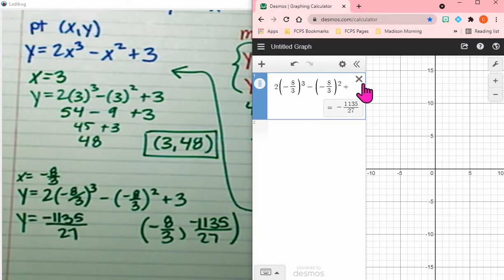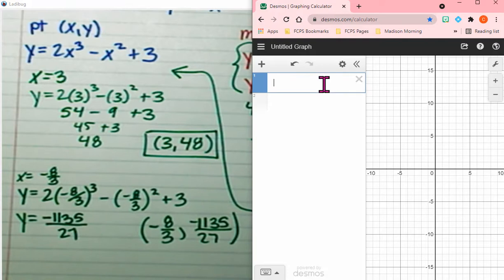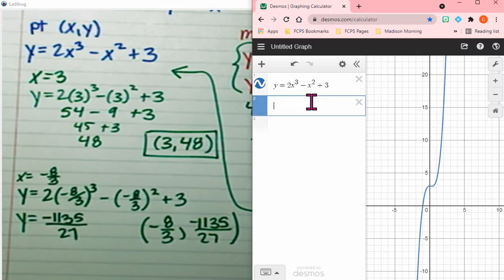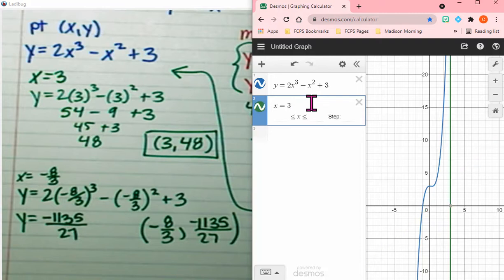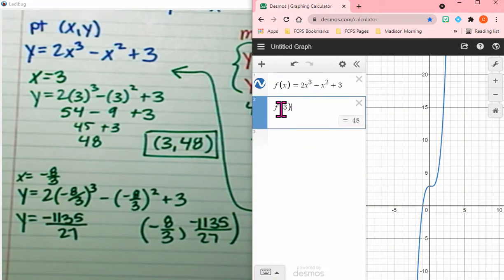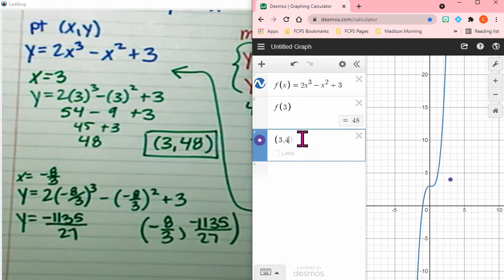Now, just as a general check here, I'm going to put this question in. So y equals 2x cubed, because I'm kind of curious, minus x squared plus 3. Okay, so right here, let's see it, x equals 3. Let's try this. F of x, F of 3. Okay, so that's a point right there. So let's look at the point 3 comma 48. Label it.